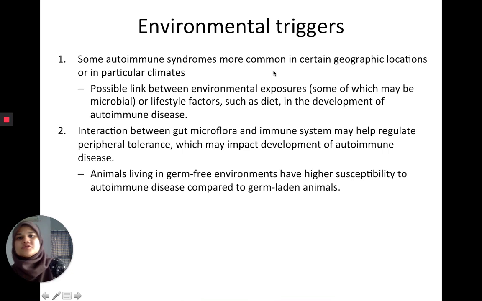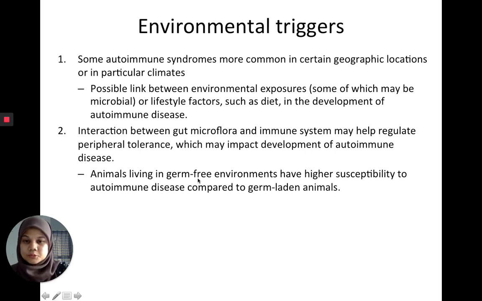Now, for environmental triggers, we know that there are certain geographic locations or particular climates that will encourage or be a factor for developing autoimmune disease. But this may also be a proxy for lifestyle factors, diet, even the microbes that we're exposed to. So one thing that we know now is the interaction between the gut microflora and the immune system helps regulate peripheral tolerance, and so any changes in this may result in the development of autoimmune disease.